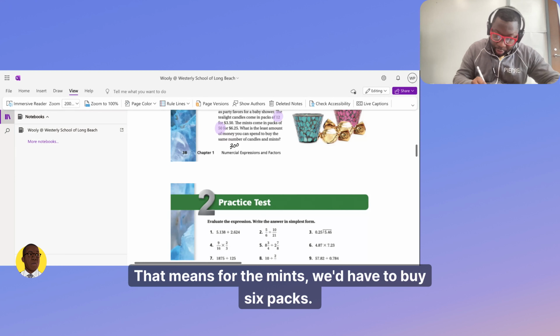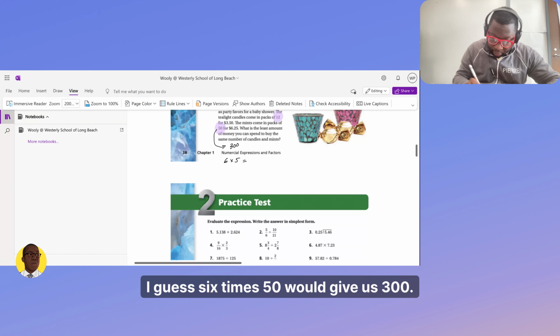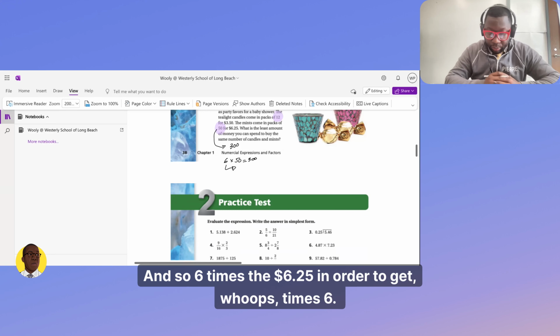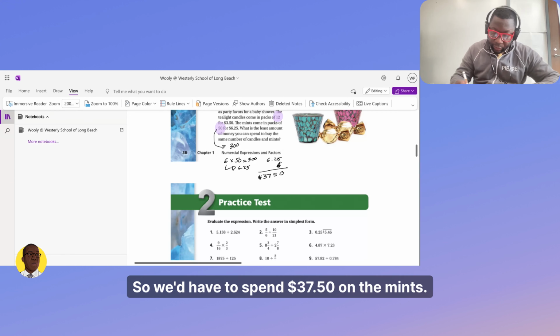That means for the mints, we'd have to buy 6 packs because 6 times 50 would give us 300. And so 6 times the $6.25, whoops, times 6. So we'd have to spend $37.50 on the mints.